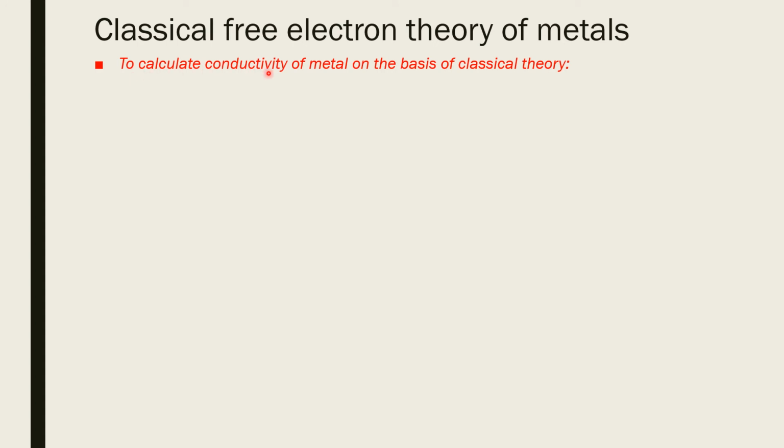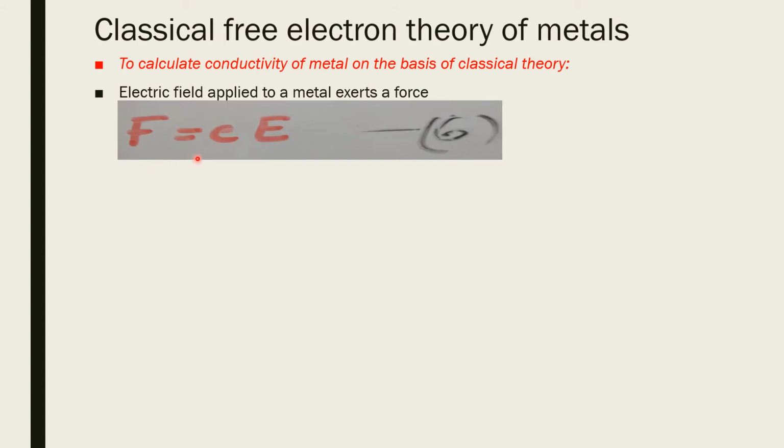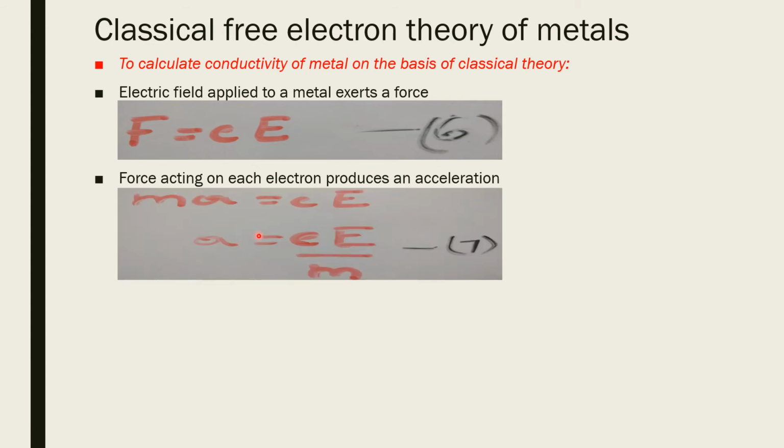Now we will calculate the conductivity of a metal on the basis of classical theory. An electric field applied to a metal exerts a force given as F is equal to E into E, equation number 6. The force acting on each electron produces an acceleration. So substituting F is equal to ma, this becomes ma is equal to E into E. From this you get acceleration a is equal to EE by m, equation number 7.